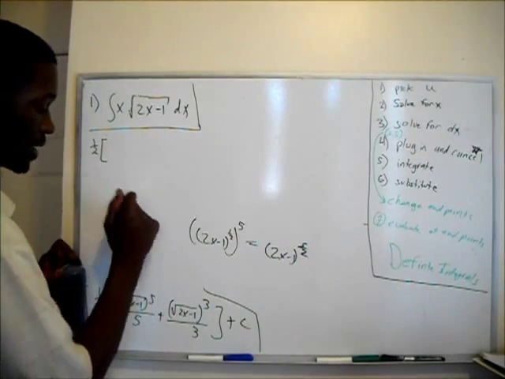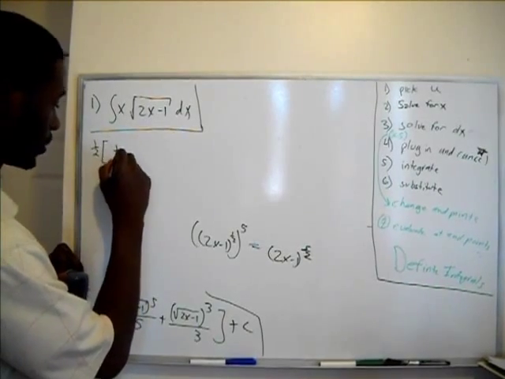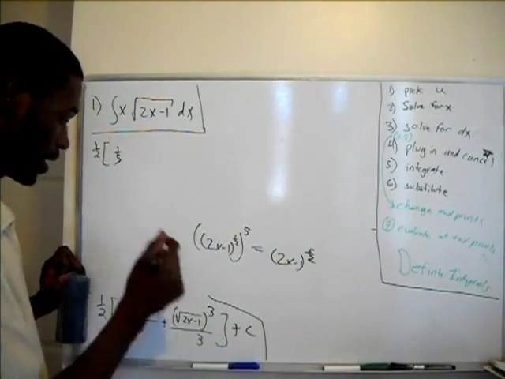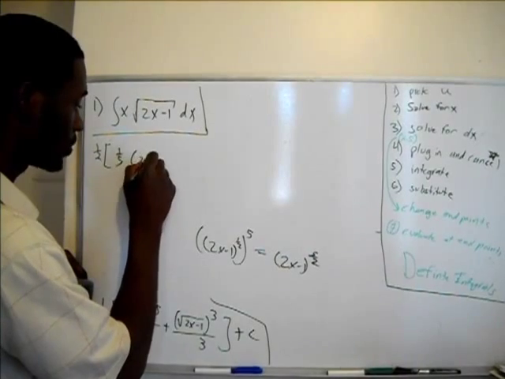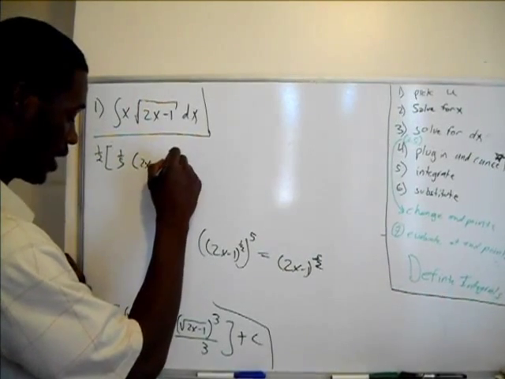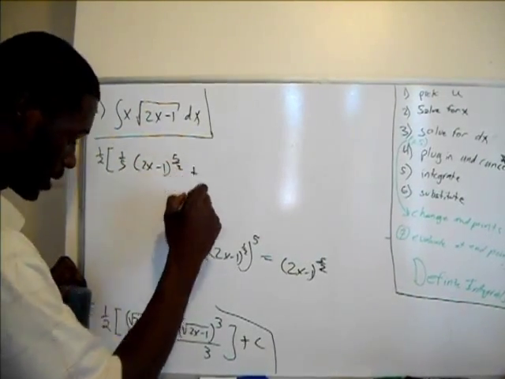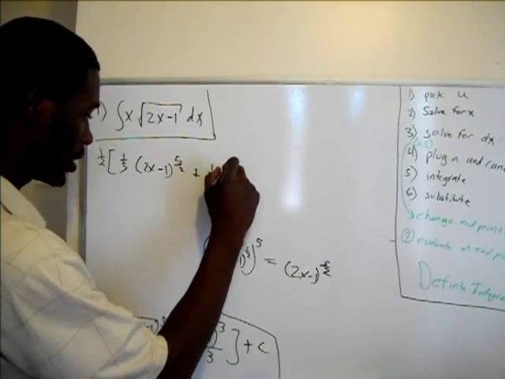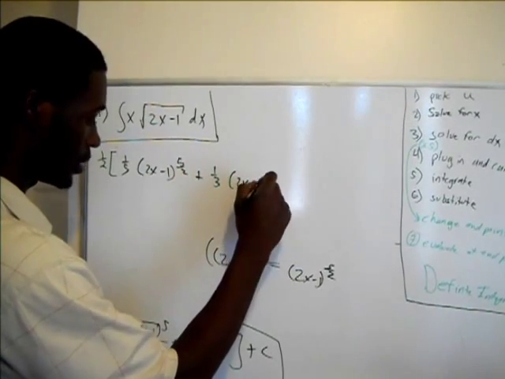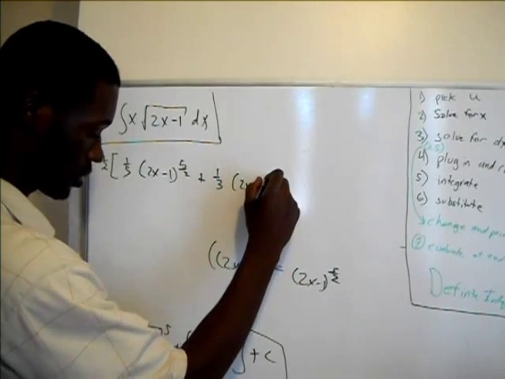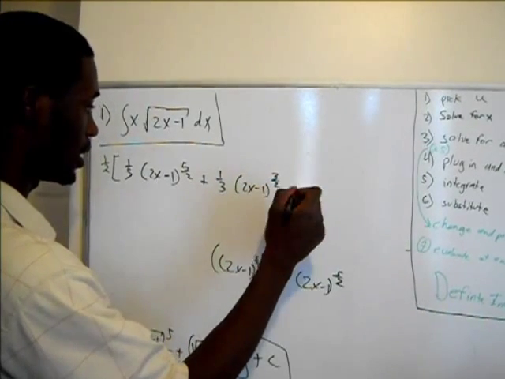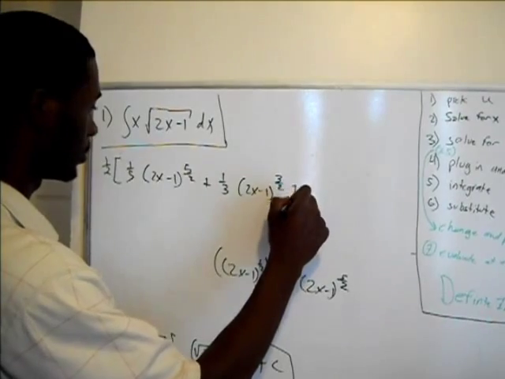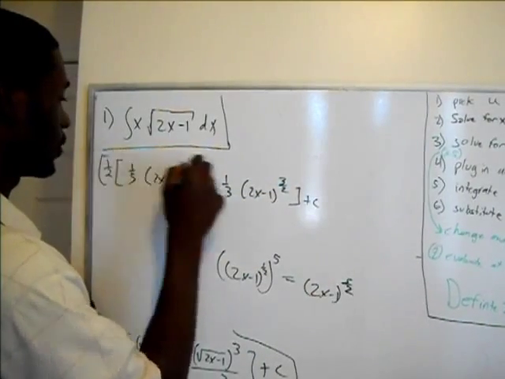So this is 1/2 times 1/5. I'm pulling the 1/5 to the front, so divided by 5. And it's going to be 2x minus 1 to the 5/2, because of the square root, plus 1/3 times 2x minus 1 to the 3/2, plus c. Now I need to take the derivative of this.